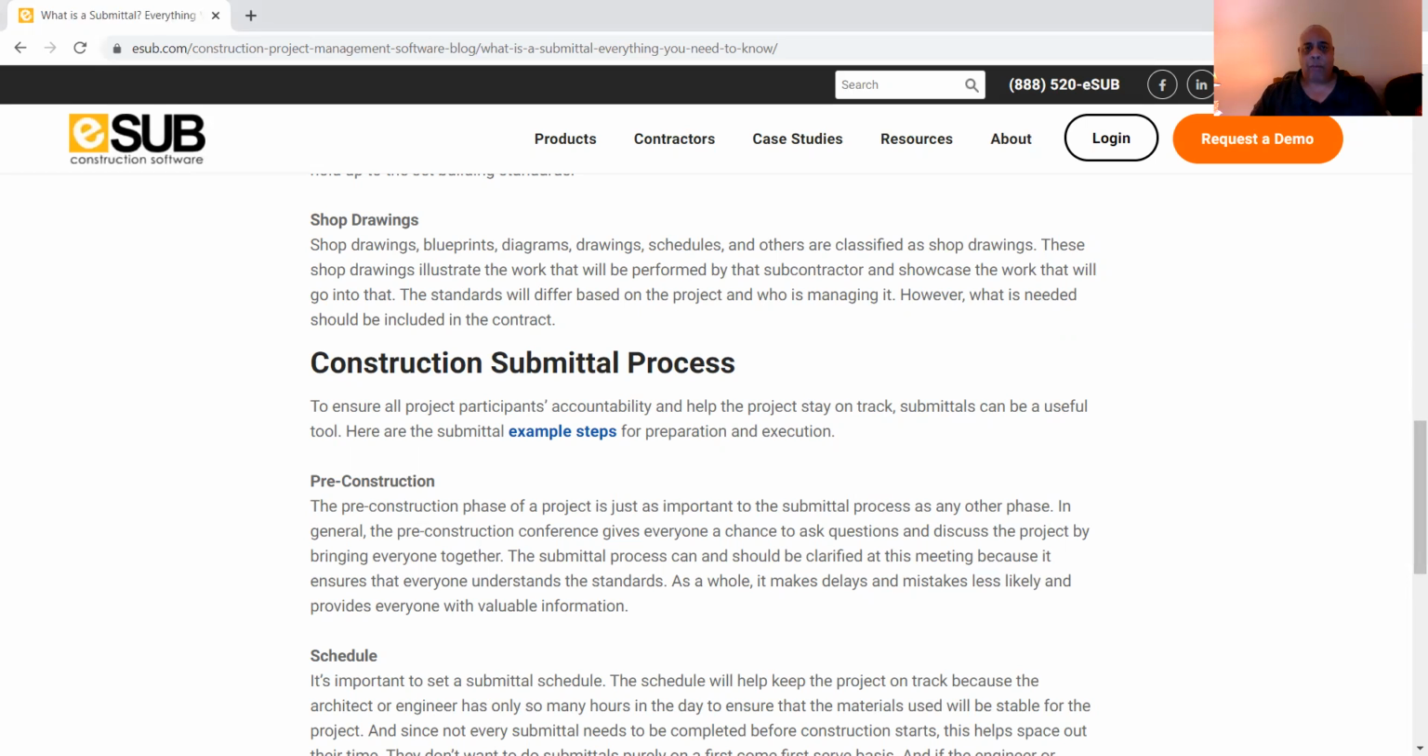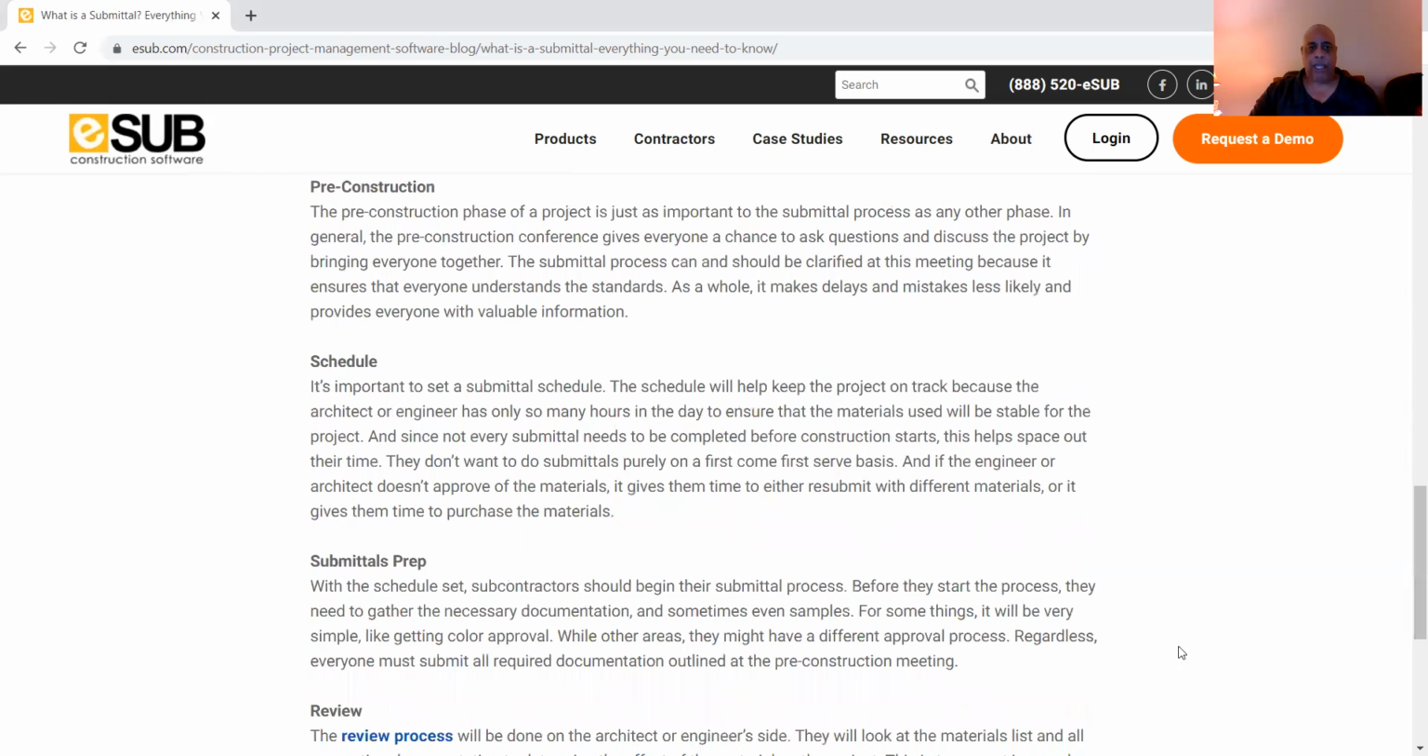Now, the submittal process can and should be clarified at the meeting because it ensures that everyone understands the standards. And as a whole, it makes delays and mistakes less likely and provides everyone with valuable information. Then we get into the schedule.